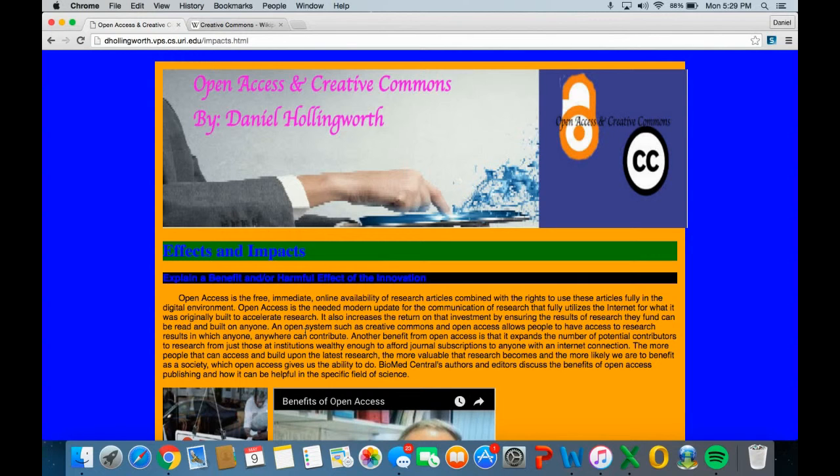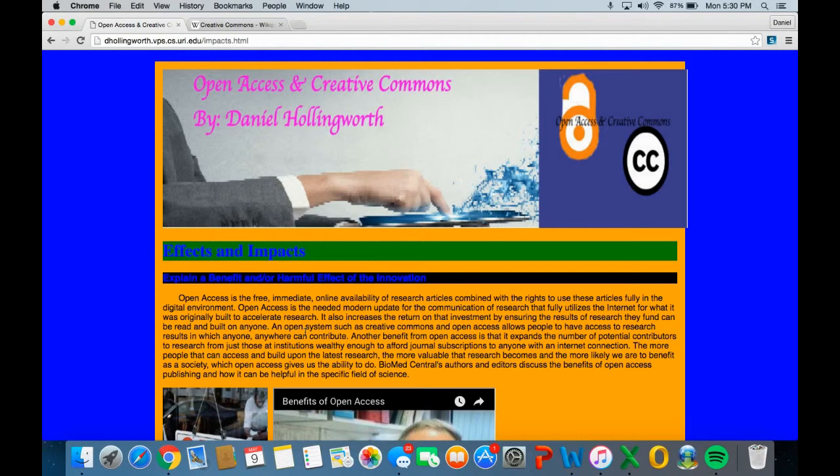The benefit of open access is, of course, like I stated before, it is free and it's immediate. It is the online availability of research articles combined with the rights to use these articles fully in a digital environment. The needed update for communication and research is what Open Access and Creative Commons provides.